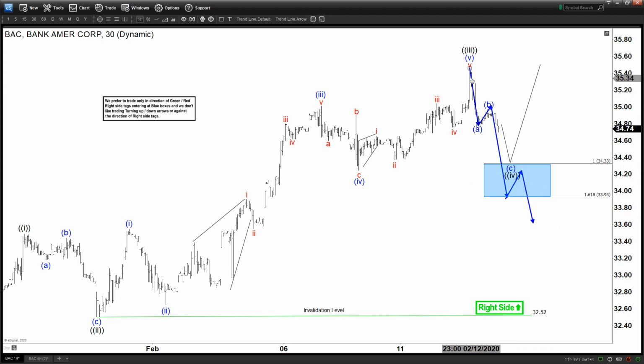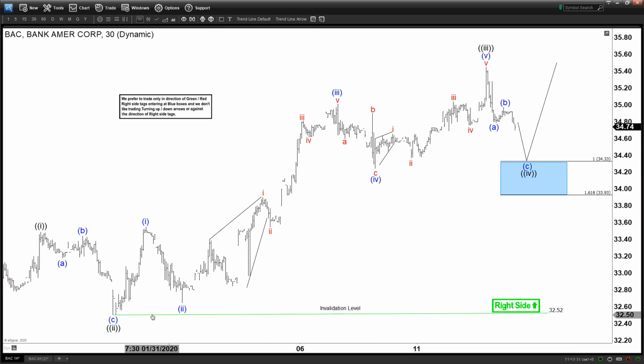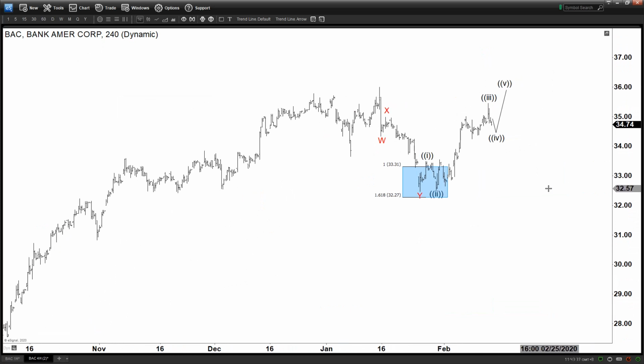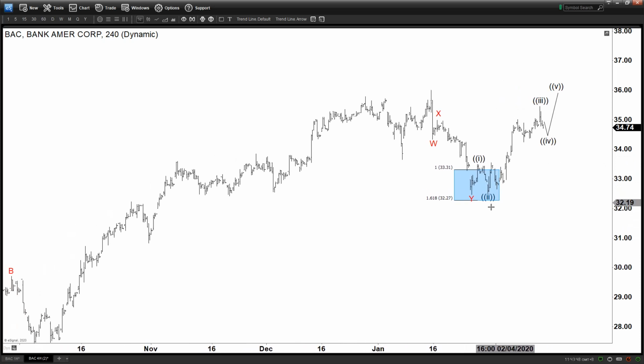All right. Now let's take a look a little bit at the larger degree, but still within the short-term view. I'm looking at the 4-hour chart now. This is a partial label here. The full label can always be seen inside the member area, where you can get weekly, daily, 4-hour, and 1-hour. We have a 14 days free trial, so I'll put the link in the description in case you are interested.